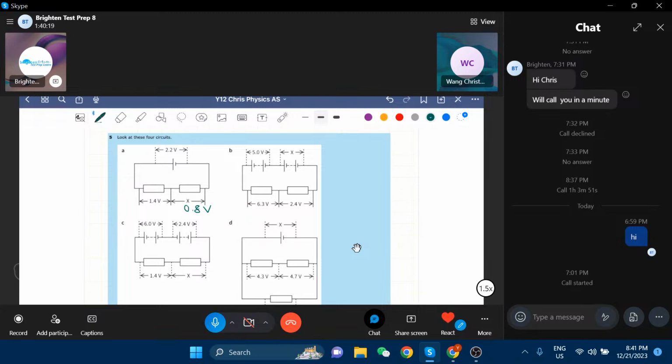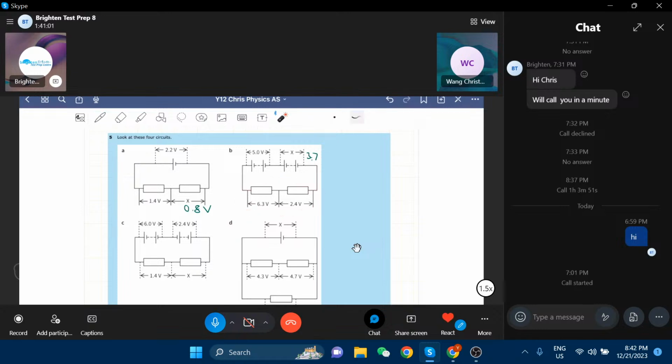In B, so 2 cells. 2.7. And why is that? Because the sum of the PD is 3.7. So the sum of the EMF should be the same. Okay, so you said 3.7 then, right? Yeah, 3.7. That's fine. Exactly, very good, clearly, right?